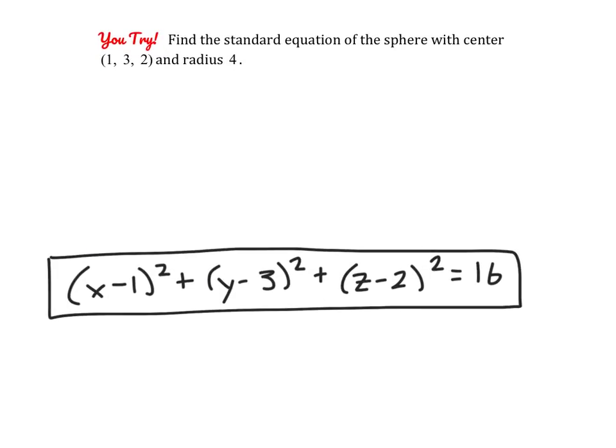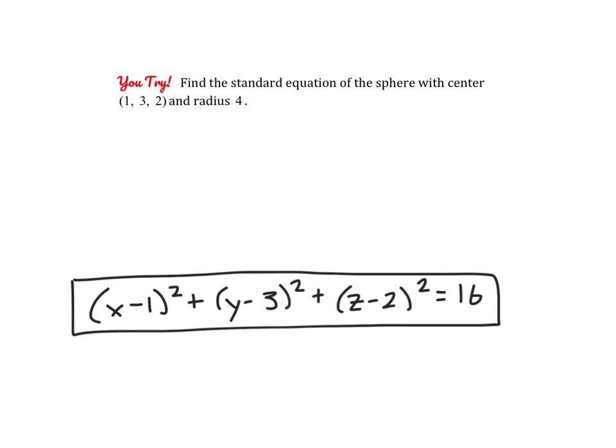Okay, so here, pretty straightforward. (x - 1)² + (y - 3)² + (z - 2)² = 16. And if you look at the distance of our radius and where the center is, you can see that since the radius is longer than any of these directed distances, this sphere is actually going to intersect with all 3 of our coordinate planes.